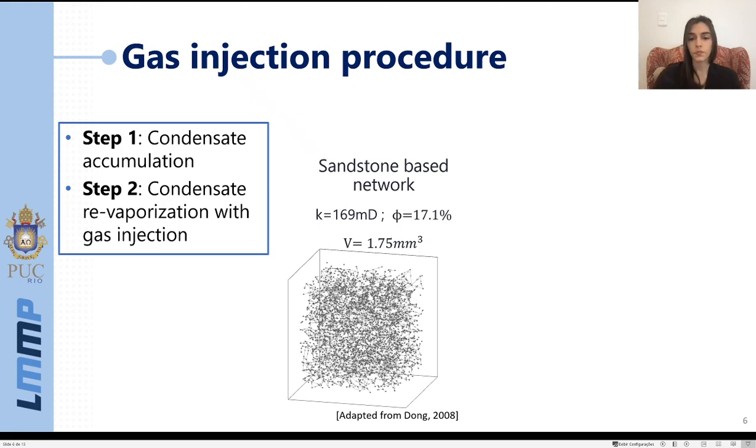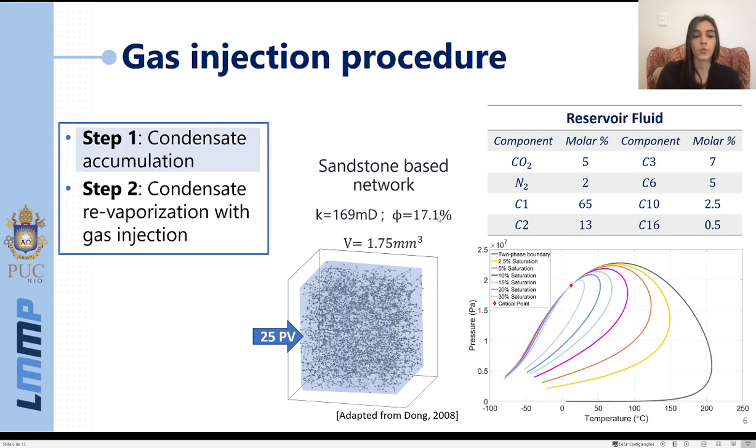injection. So in the first step, we've injected 25 pore volumes of this mixture here that represents the reservoir fluid. This step was carried out at the temperature of 60 degrees Celsius and at those 6 different pressures to represent different levels of depletion in the reservoir. And with that, we accumulated condensate in the network.